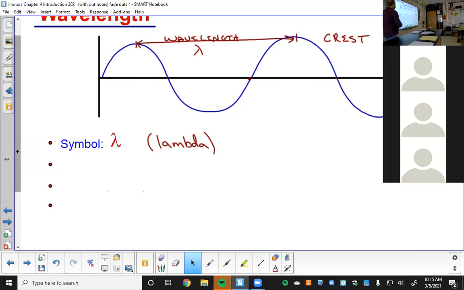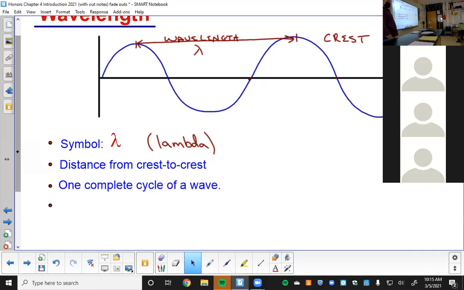So that's the symbol that we're going to be using for that. And again, it's the distance from crest to crest. Whatever it takes to get one complete cycle of the wave, which includes a full crest and a full trough, or two halves of a crest and a full trough. And because it is a length, when we go to measure wavelength, we're going to use our metric units for distance. And our base unit for that is the meter, so that's going to be our go-to unit in that equation.